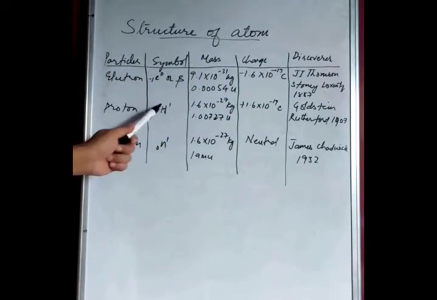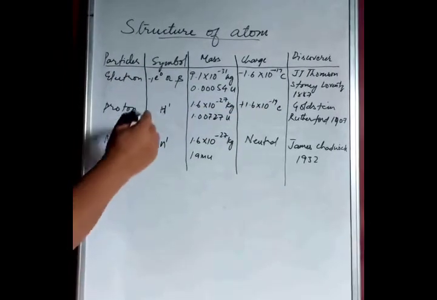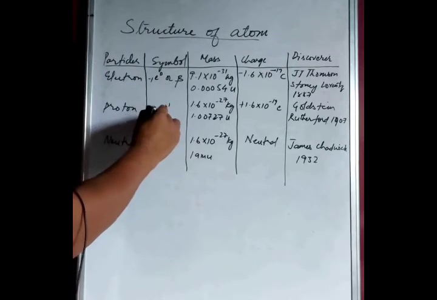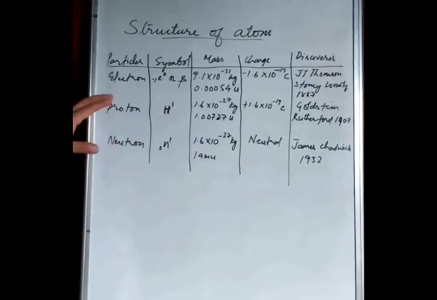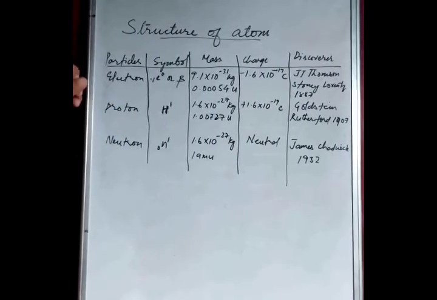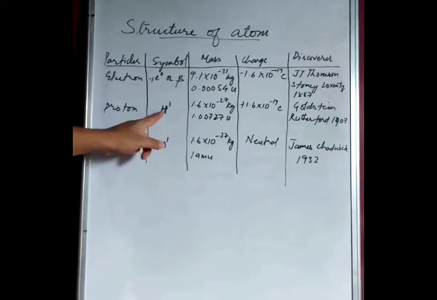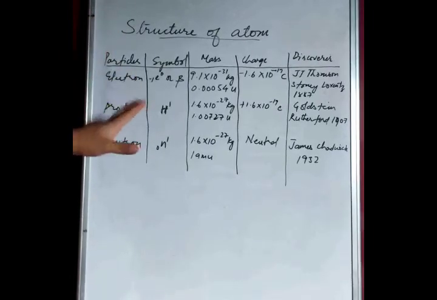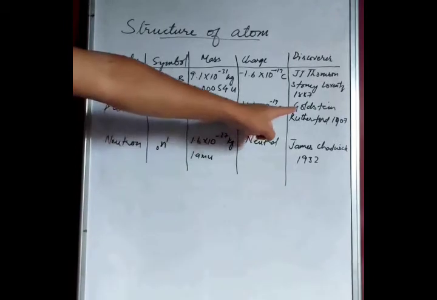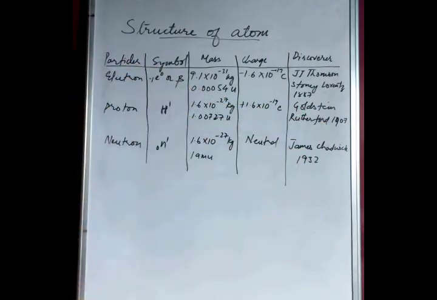Then the proton is denoted by H1, because a hydrogen atom consists of one electron and one proton. If you take away the electron, it leaves you just with the proton. So we use the symbol H1 as proton, because once you take out the electron, it's left with only the proton. It was discovered by Goldstein and Rutherford, 1907.